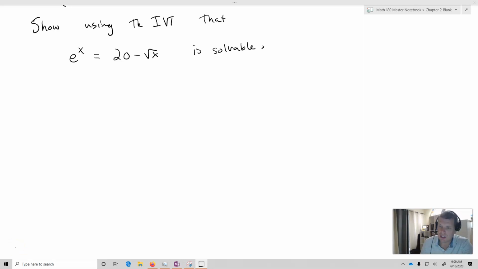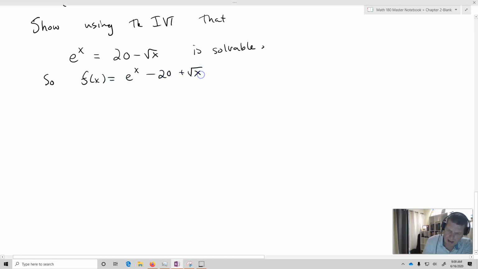First, what I want to do is generate a function. So we're going to say f of x equals e to the x minus 20 plus the square root of x, and that's our function.